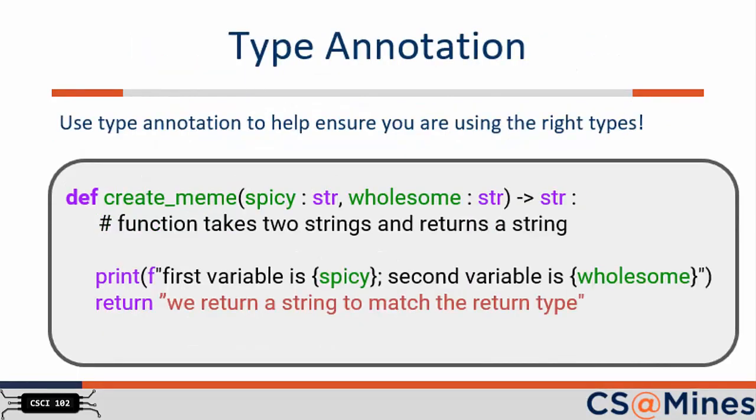As we discussed before, Python uses dynamic typing, which means a function does not need to define the variable type of its parameters or return value. You can, however, define these types if you want to. That is, you can define the variable types with type annotation. Doing so will help ensure your code is using the right types. In this example, the function will only execute if two strings are passed into the function and a string is returned from the function. Otherwise, Python will throw an error.